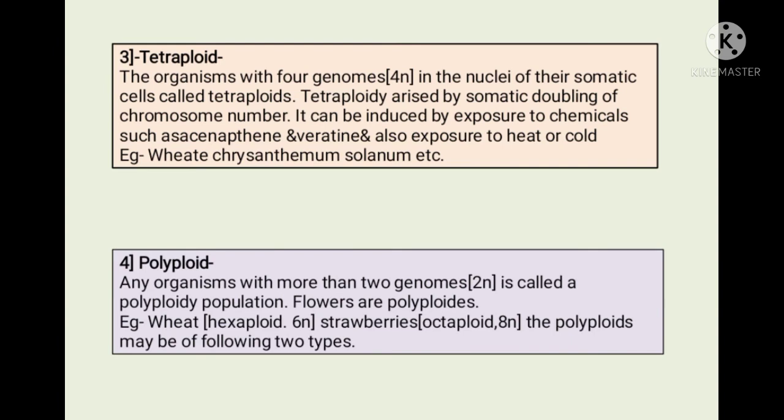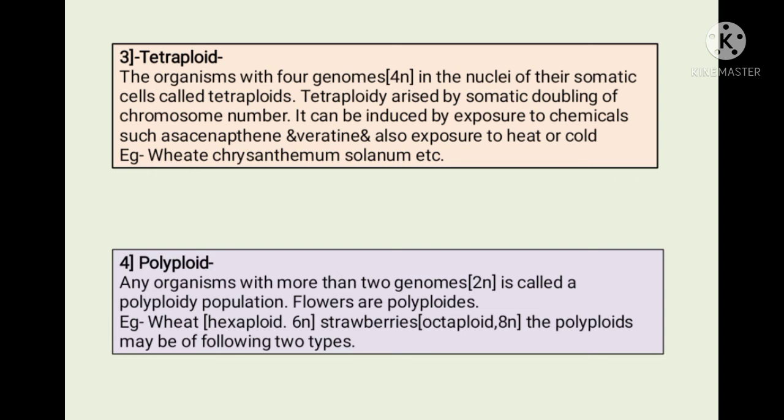Then we will see the tetraploids. The organism with four genomes, that means 4N, in the nuclei of their somatic cells is called tetraploid. The tetraploidy arises by somatic doubling of chromosome number. It can be induced by exposure to chemicals such as xanthonaphtine and veratrine, and also exposure to heat and cold. For example, wheat, chrysanthemum, and solanum.